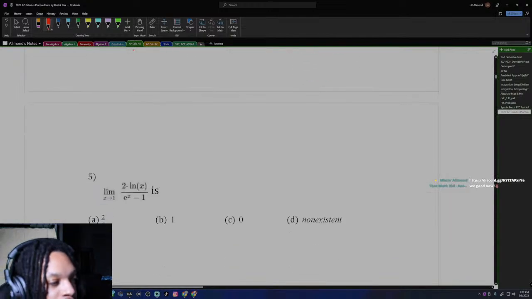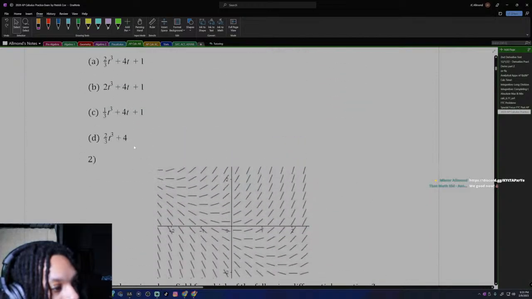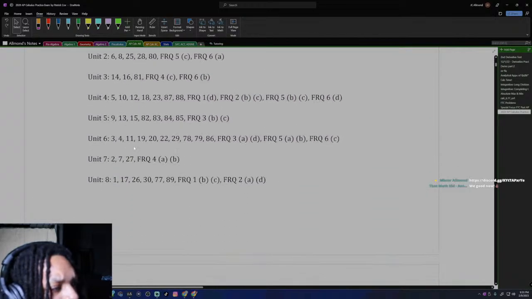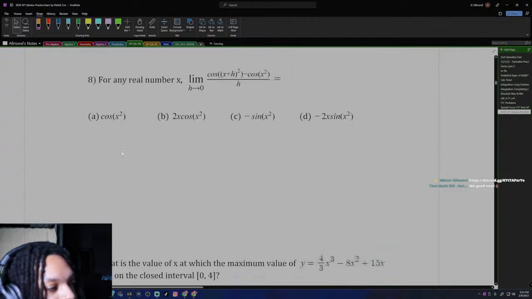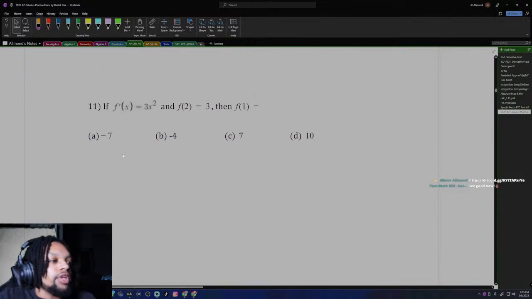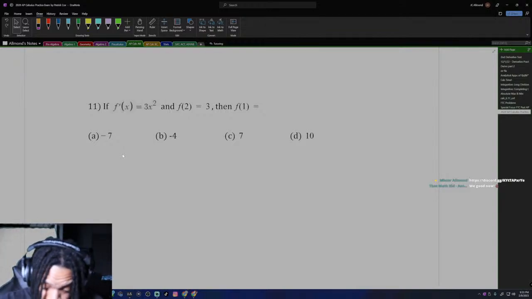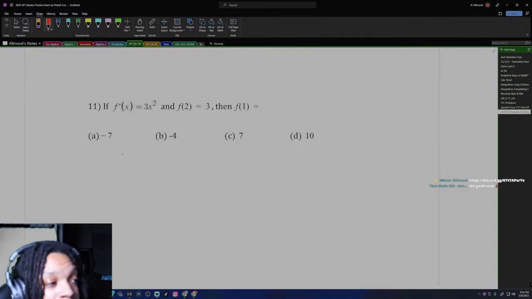All right, so I know number 5 is not a problem. Okay, so we have 3, 4, 11, 19, 20. 11. Ooh, okay. Number 11. If f prime of x equals 3x squared, and f of 2 equals 3, then f of 1 equals what?